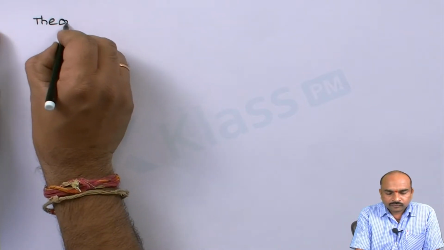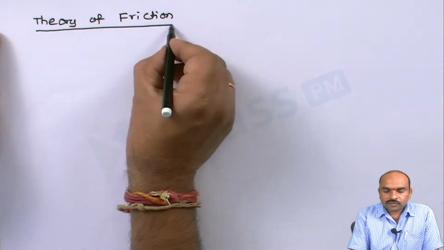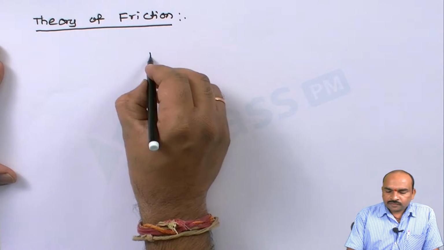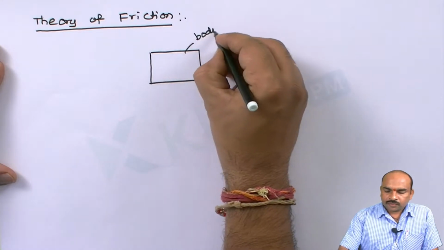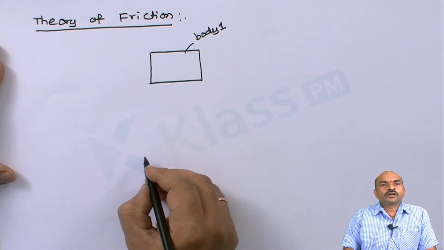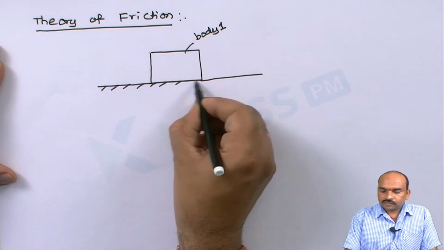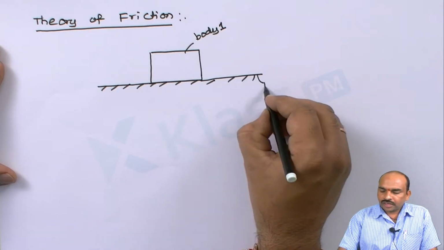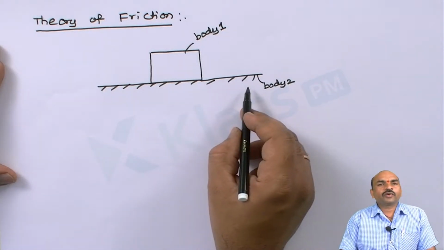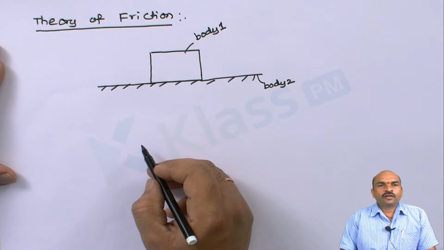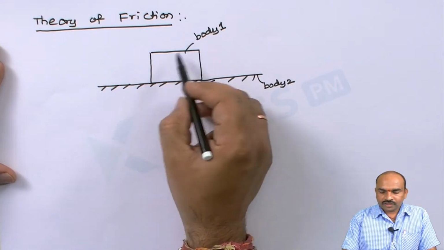Theory of friction, or friction force. Let us take one object. Let this be body 1, which is resting on a ground, let us say. This is another object, body 2. It may be ground or it may be any fixed surface. So this body 1 is resting on body 2, which is in a static condition.